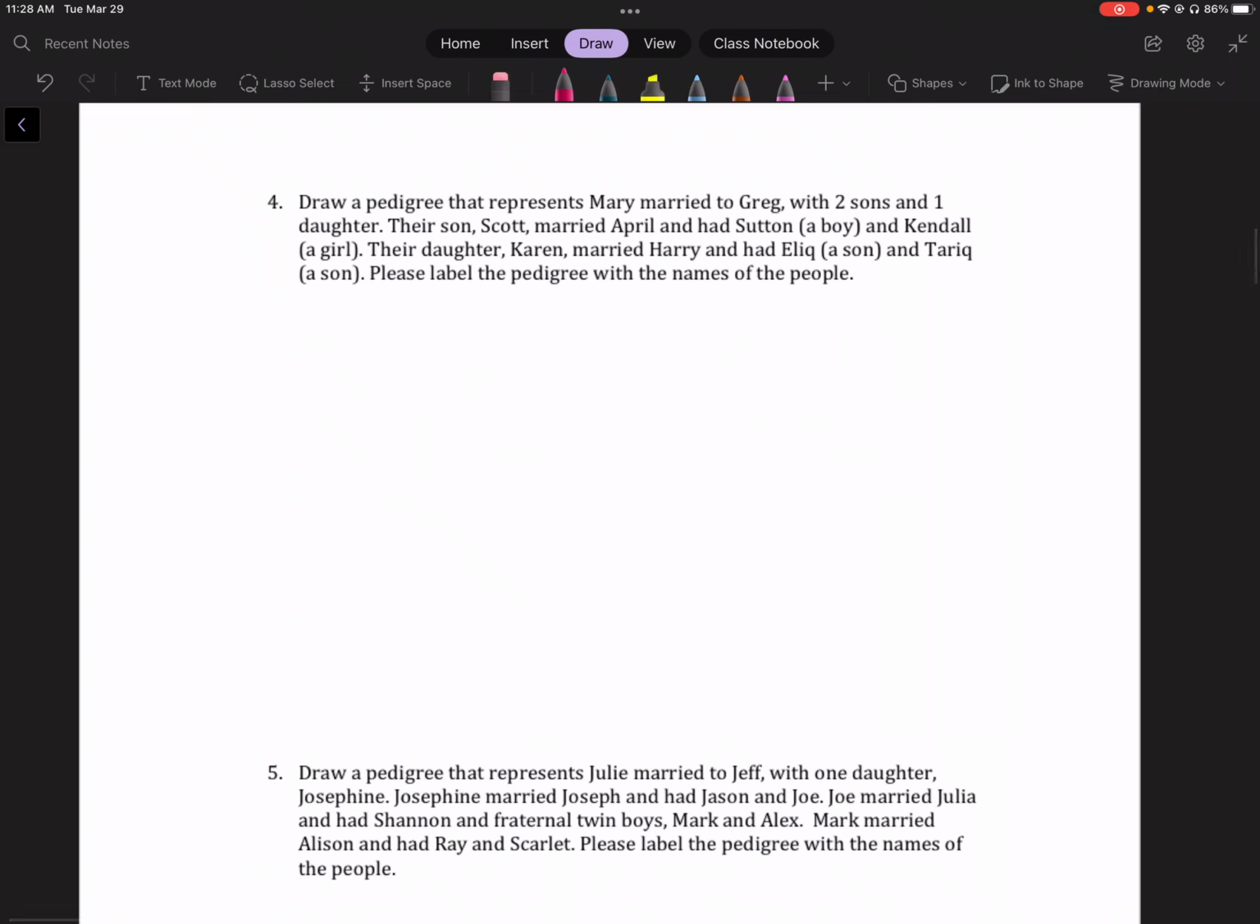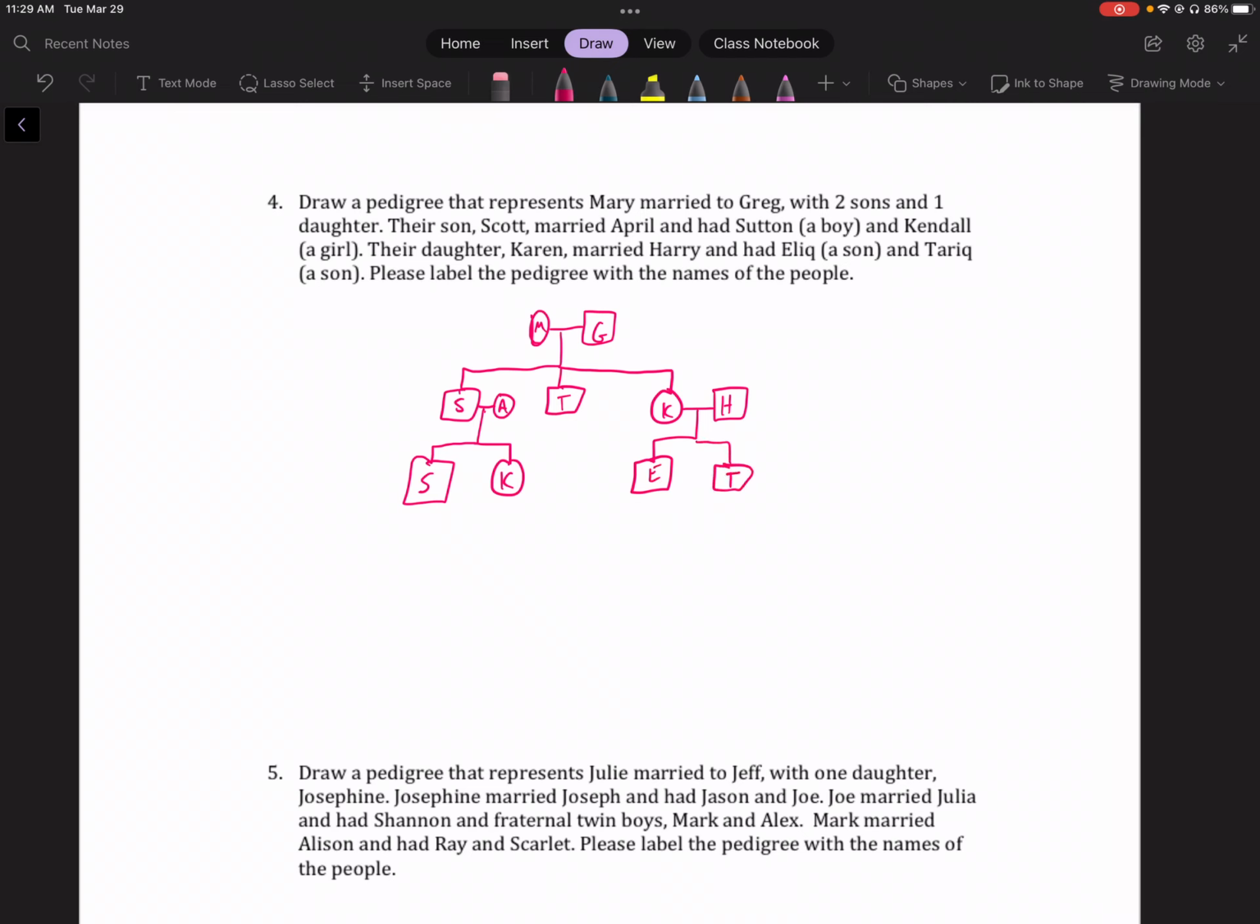Now we're going to draw Mary with Greg, with Scott, that's way too big, Tyler and Karen. And then it says Scott is married to April. So see how April here is not connected to Mary and Greg, but she's still in union with Scott. That is how we draw it when somebody who's married is not in that family. So there's Sutton and there's Kendall. And then Karen married Harry, and they had 2 sons, Alik and Tariq. That should be a square.